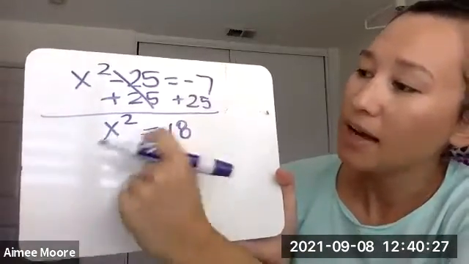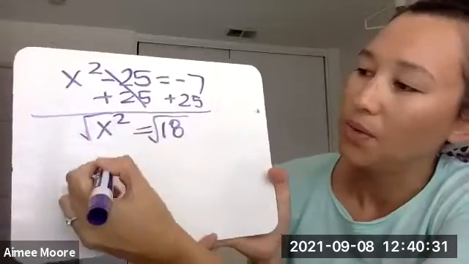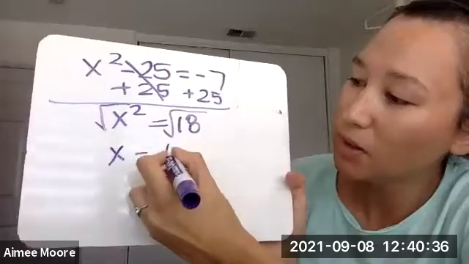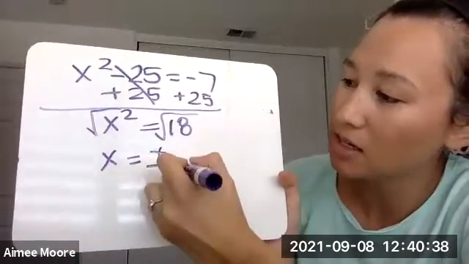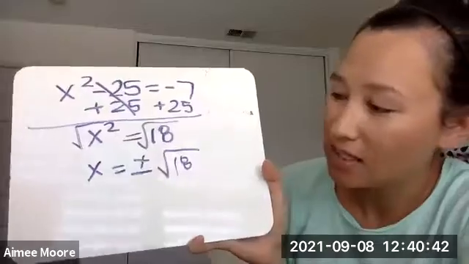And now I can take the square root of both sides. So the square root of x squared is x. And then remember, when we take the square root, we get plus or minus the square root of 18. But we need to simplify this square root.